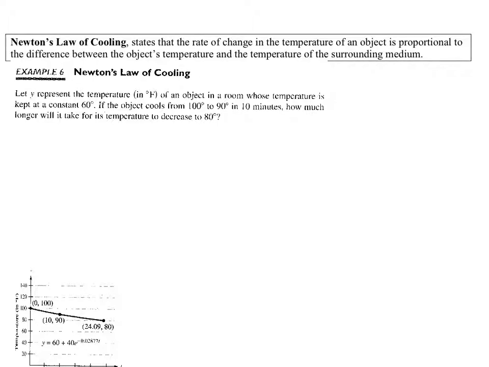Yeah. So, all right, let's look at what we're dealing with. Basically, this is saying that we can use the rule we were just looking at: y equals Ce to the kt. Okay? It says, let y represent the temperature in degrees Fahrenheit of an object in a room whose temperature is kept at a constant 60 degrees. If the object cools from 100 degrees to 90 degrees in 10 minutes, how much longer will it take for its temperature to decrease to 80 degrees?